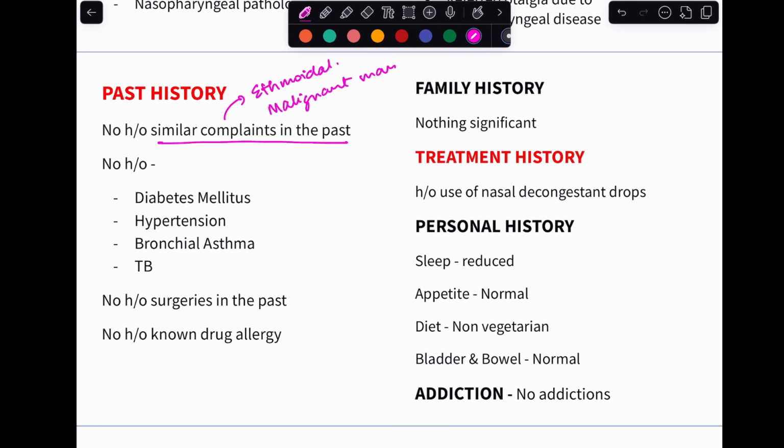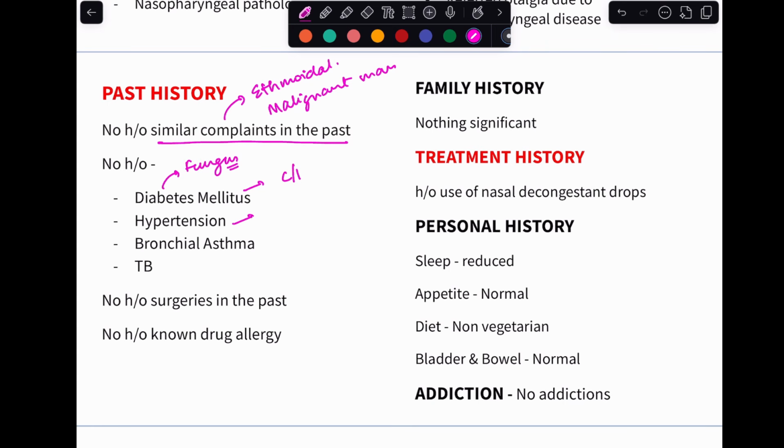Then we have taken a history of diabetes mellitus. Now, why is this important? Now, in diabetes mellitus cases, typically you'll have more fungal infections of the nose. And even if it is a case of uncontrolled diabetes, it can end up being a contraindication to surgery. You would have to control the diabetes before taking the patient up for surgery.